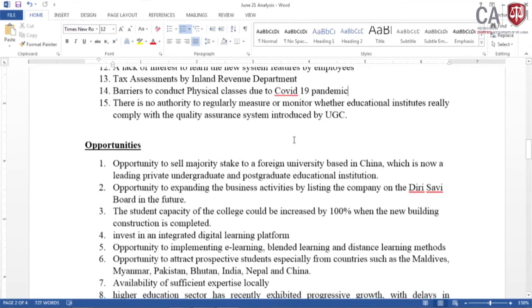Then there is no authoritative regulatory measure or monitor whether educational institutes really comply with the quality assurance system introduced by UGC. That is a threat. So, what are the opportunities?